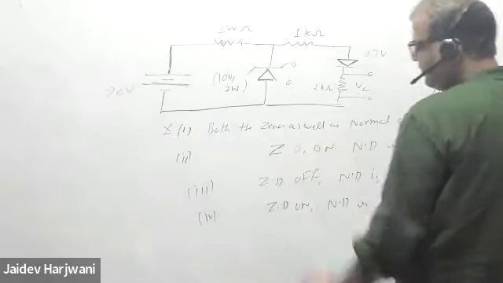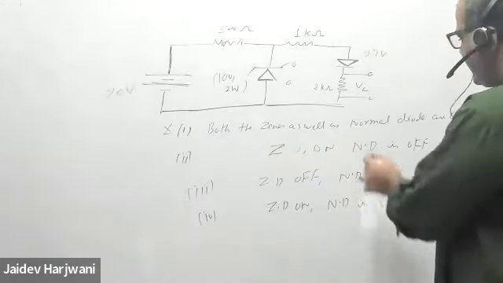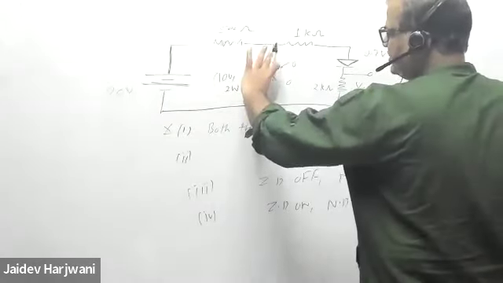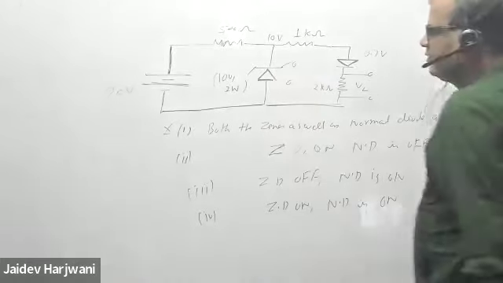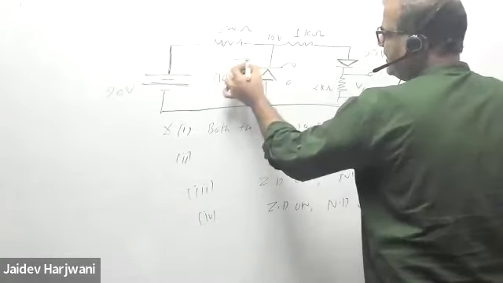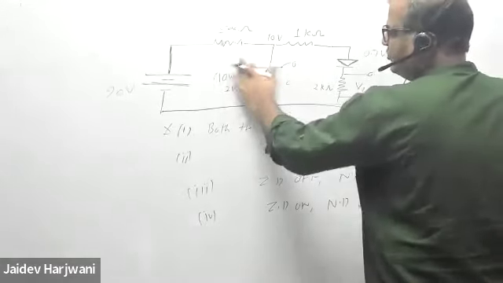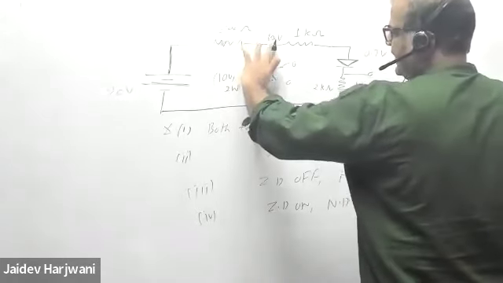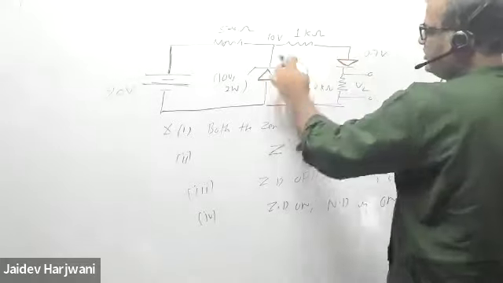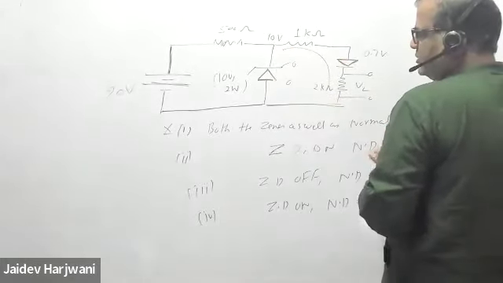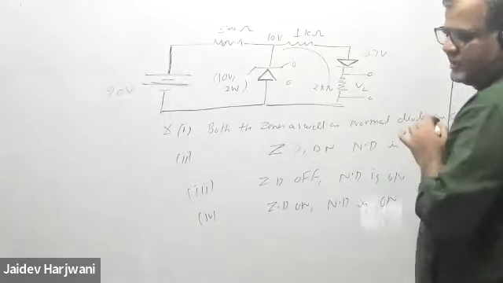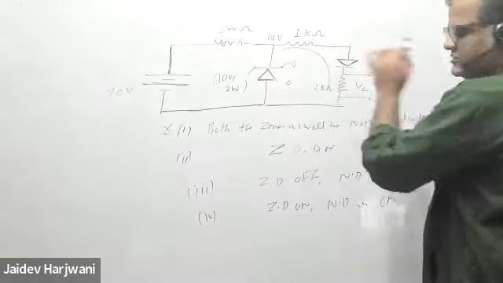Now the second possibility is Zener diode is on and normal diode is off. If Zener diode is on, then the voltage across this will be 10 volt. If this is on, then we can replace this by a battery, and the voltage here will be 10 volt, and this is 20 volt. So what is the voltage here? This voltage also goes across this whole branch. So 10 volt is across this branch. That means this diode cannot be off. So this should also be on.